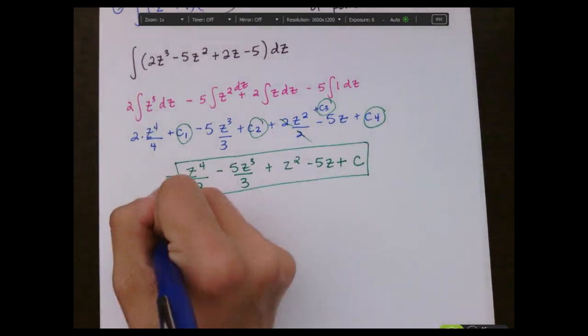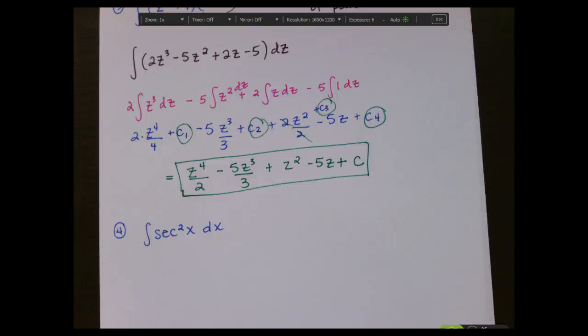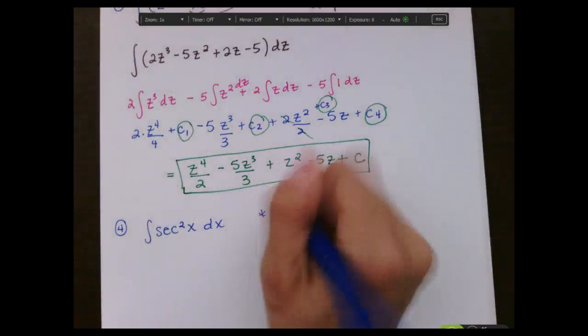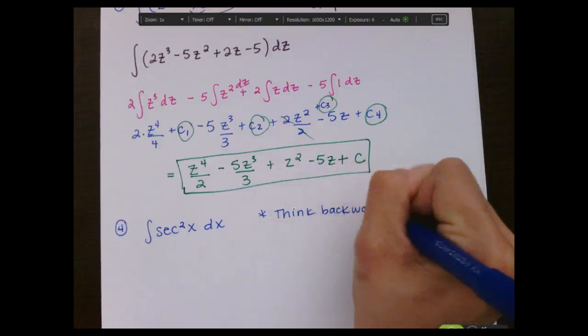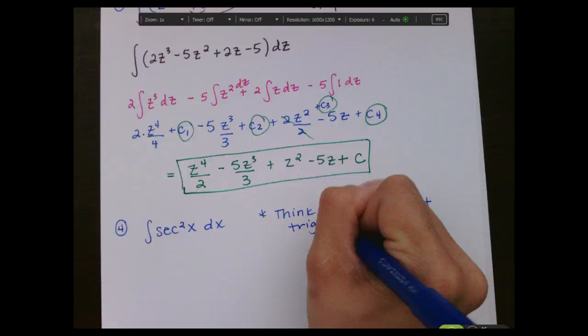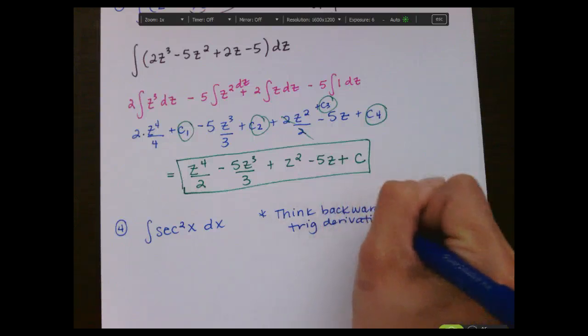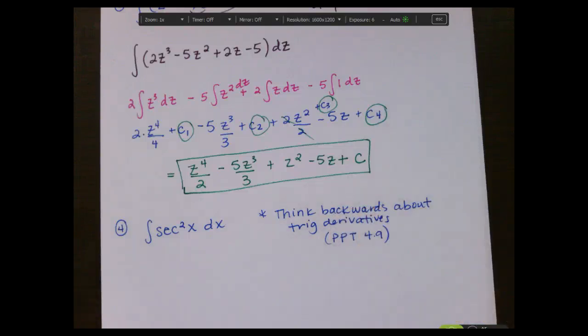So here, let's take the antiderivative of secant squared x with respect to x. So now these are a little bit trickier. Now you have to think backwards about trig derivatives. And by the way, if you look at the PowerPoint for 4.9, you're going to see a whole list of trigonometric derivatives and antiderivatives just to help you. So sometimes if you're stuck, you can look at that list and it'll help jog your memory.